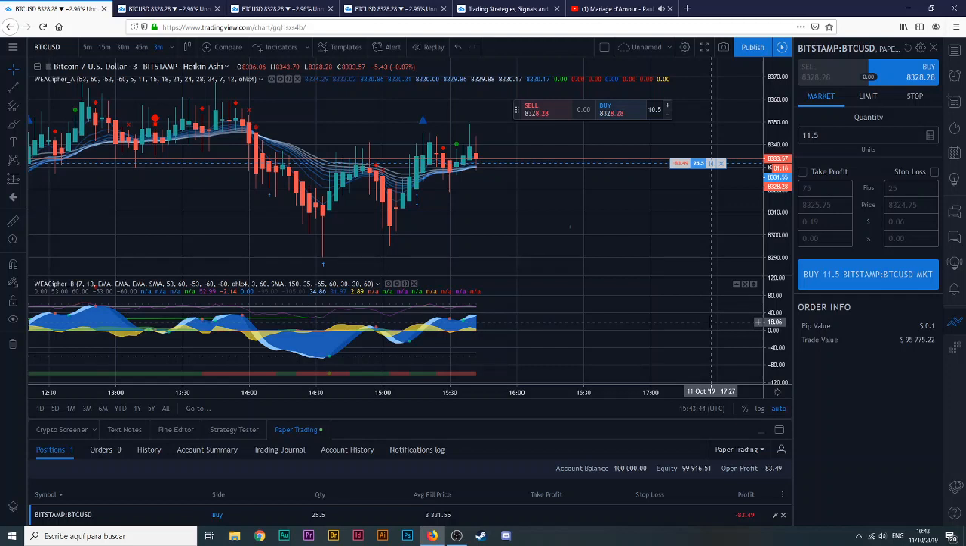So basically you could use TradingView, the free indicators, and the chart to trade your market.